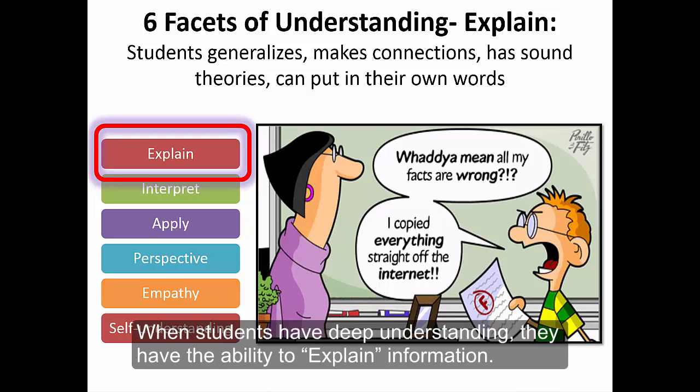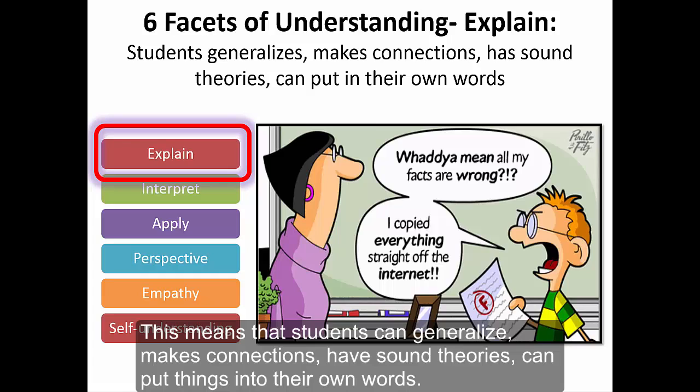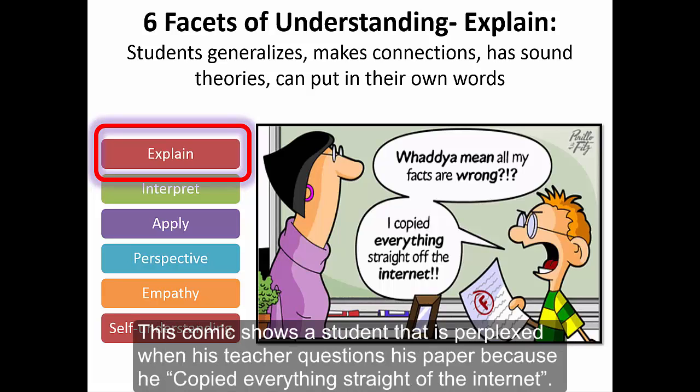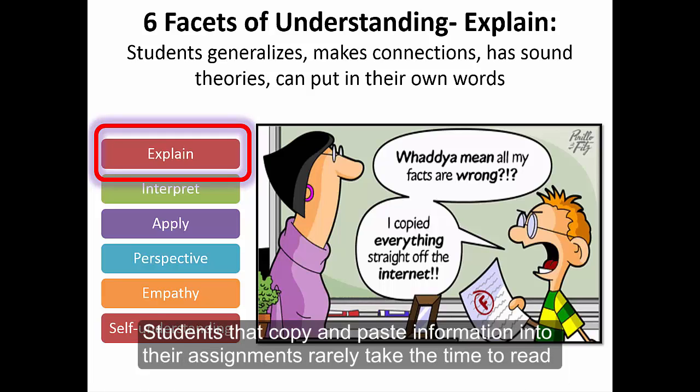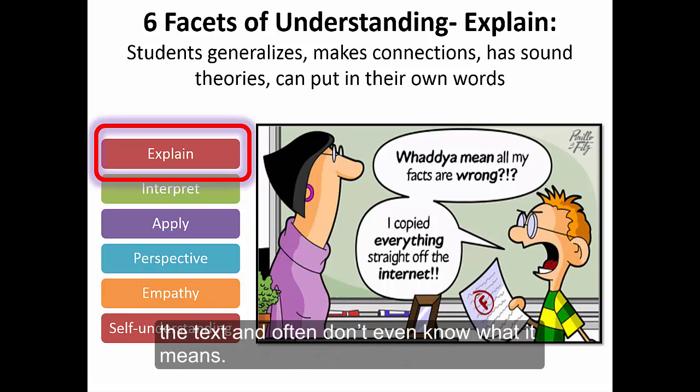When students have deep understanding, they have the ability to explain information. This means that students can generalize, they can make connections, they have sound theories, and they can put things into their own words. This comic shows a student that's perplexed when his teacher questions his paper because he copied everything straight from the internet. Students that copy and paste information into their assignments rarely take the time to read the text, and often they don't even know what it means.